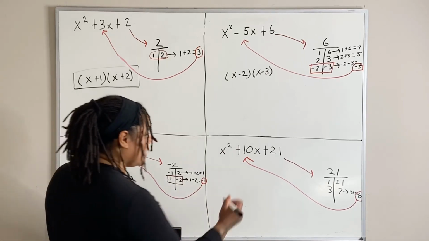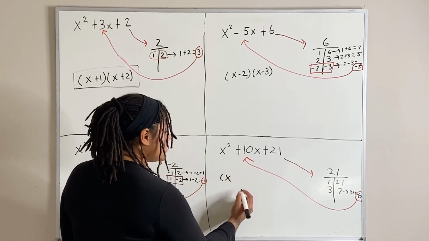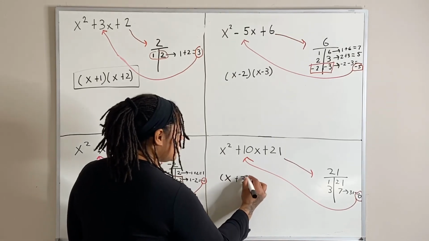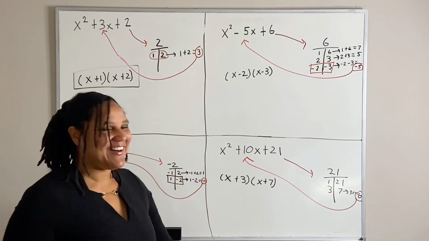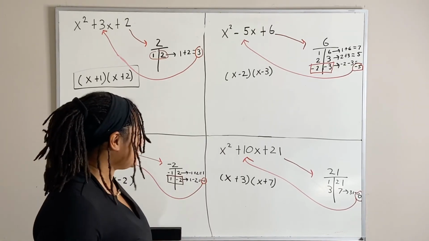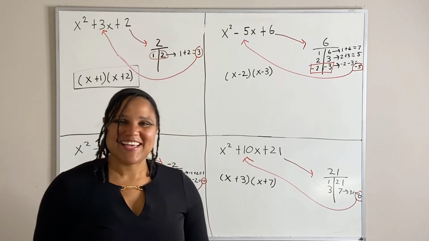So now we know what set of numbers we need, and that's going to be x plus 3 and x plus 7. And so that is how you factor quadratic expressions.